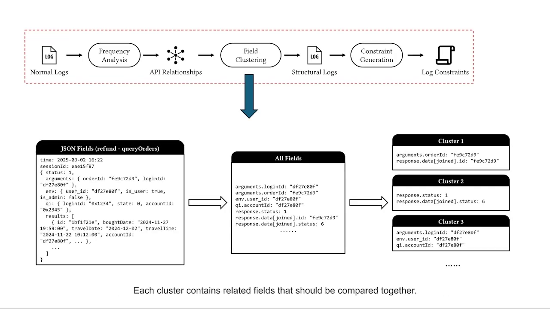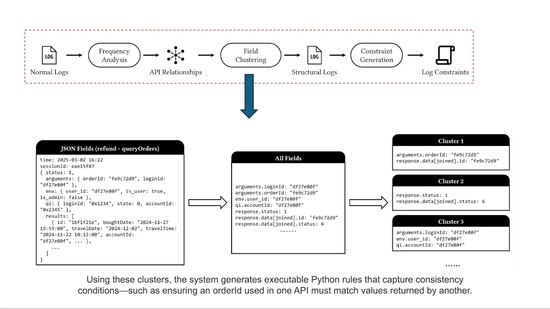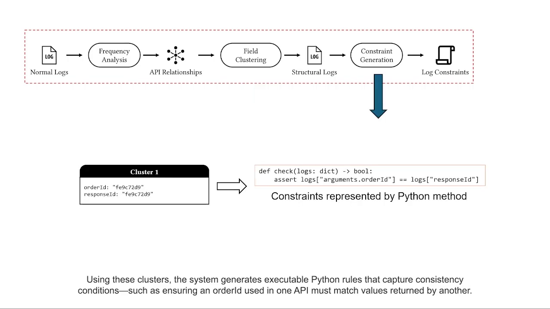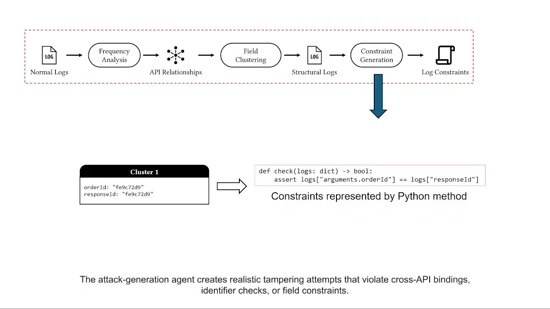Real logs are deeply nested and long, so we flatten all fields and group them into semantic clusters. Each cluster contains related fields that should be compared together. This reduces input from hundreds of thousands of tokens to just a few thousand, enabling small local LLMs to extract accurate constraints. Using these clusters, the system generates executable Python rules that capture consistency conditions, such as ensuring an order ID used in one API must match values returned by another. These rules form the backbone of interpretable anomaly detection.